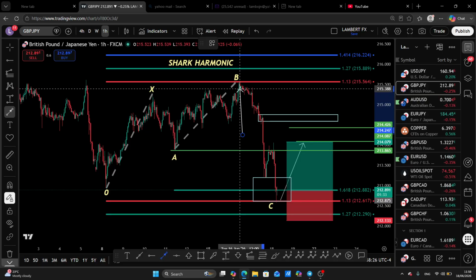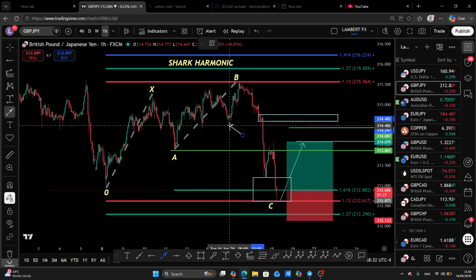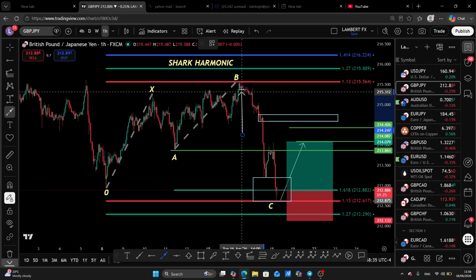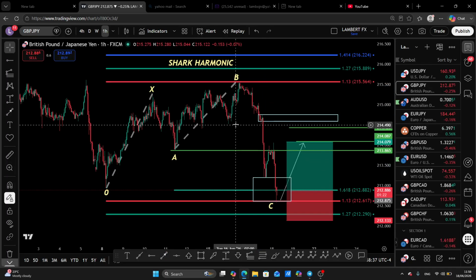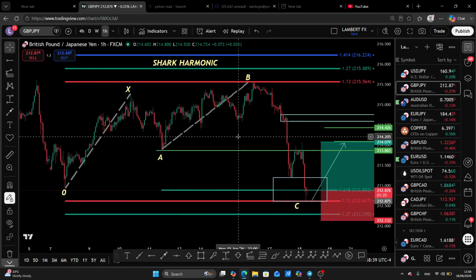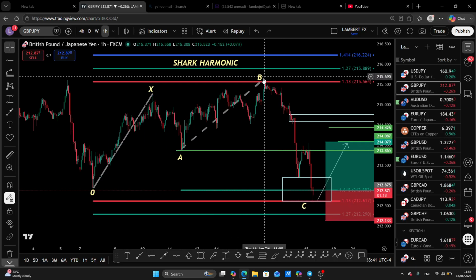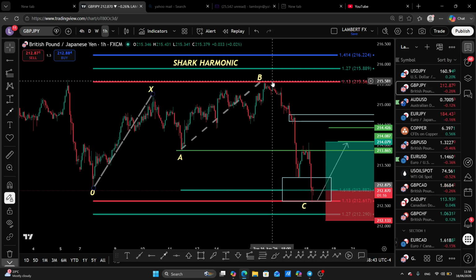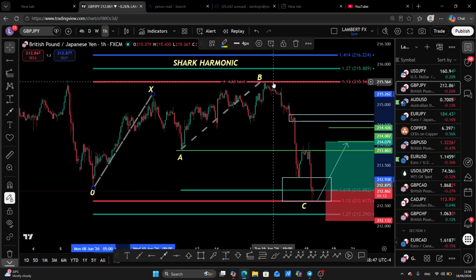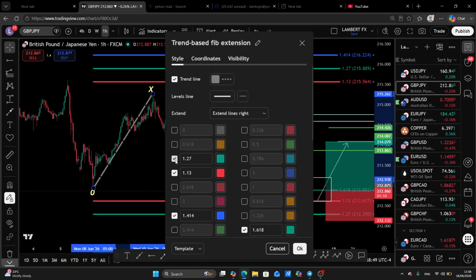And then the next candle will be the confirmation candle. So they'll be good to go. Once they've done that, they'll put their stops below these lows here. And then it will not come and take them out. So once you see something like this, watch out for a rejection of 1.13, between 1.13 to 1.618. So let me get rid of the rest of the fibs.